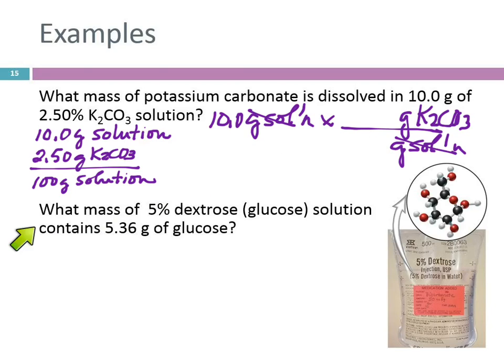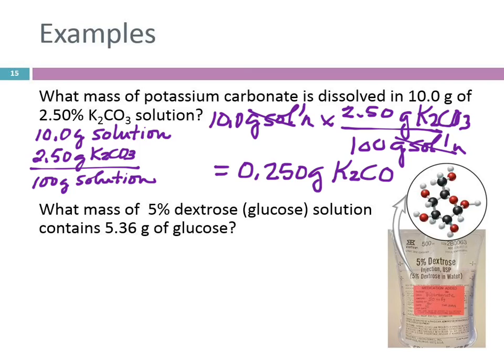This is the relationship given by the percent. 100 grams of solution, 2.50 grams of potassium carbonate. So that comes out to be 0.250 grams of K2CO3. Any questions?